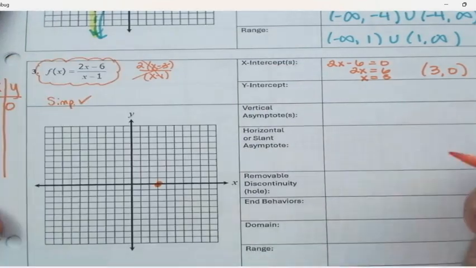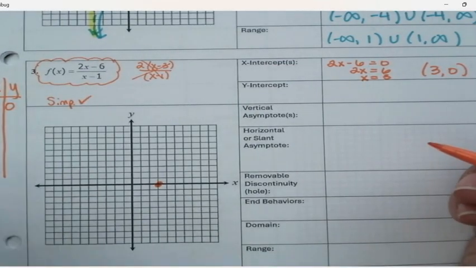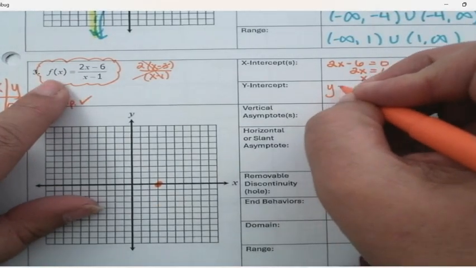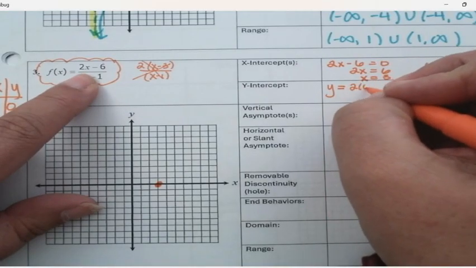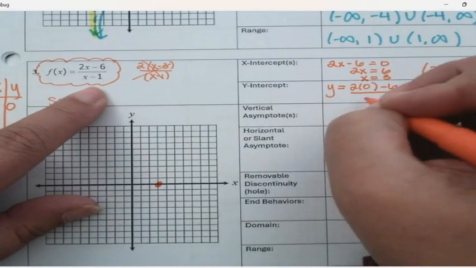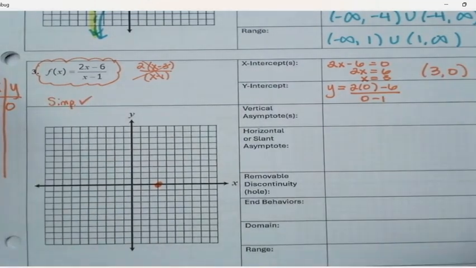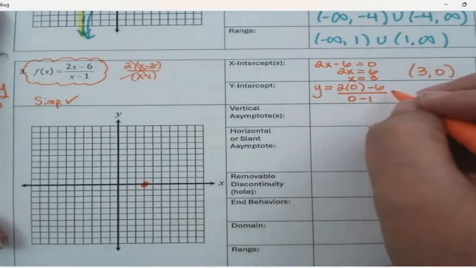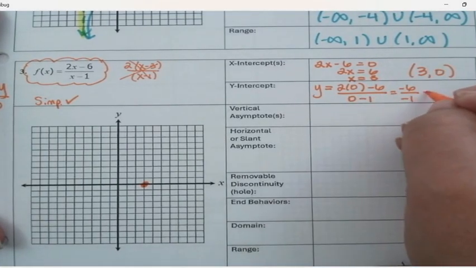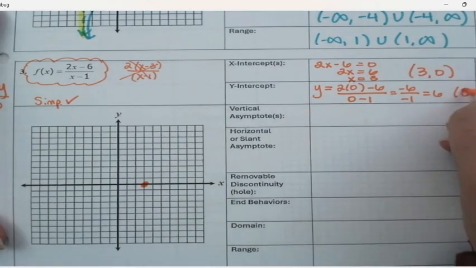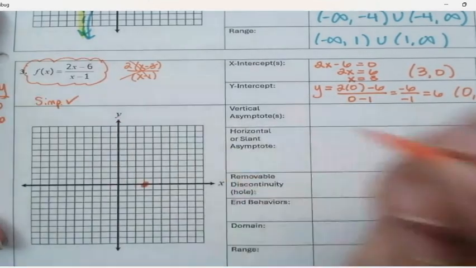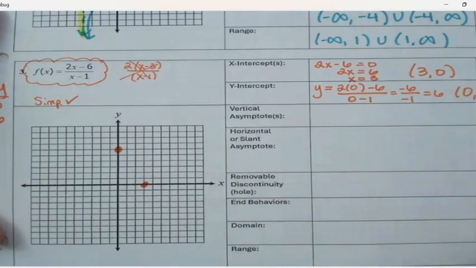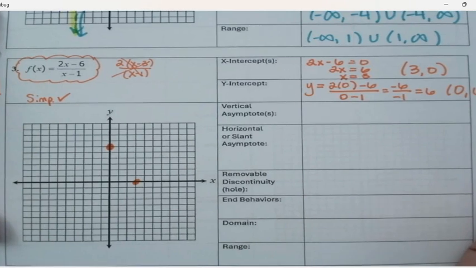All right, to find my y-intercept, I plug 0 in for the x's. So it's basically like I'm plugging 0 into my table right here. I'm going to replace f of x with y and just write y equals 2 times 0 minus 6 over 0 minus 1. Everywhere there's an x, I'm going to replace it with a 0. This is 0 minus 6, which is negative 6 over negative 1, which we know is positive 6. So 0, 6 is our y-intercept. 1, 2, 3, 4, 5, 6.